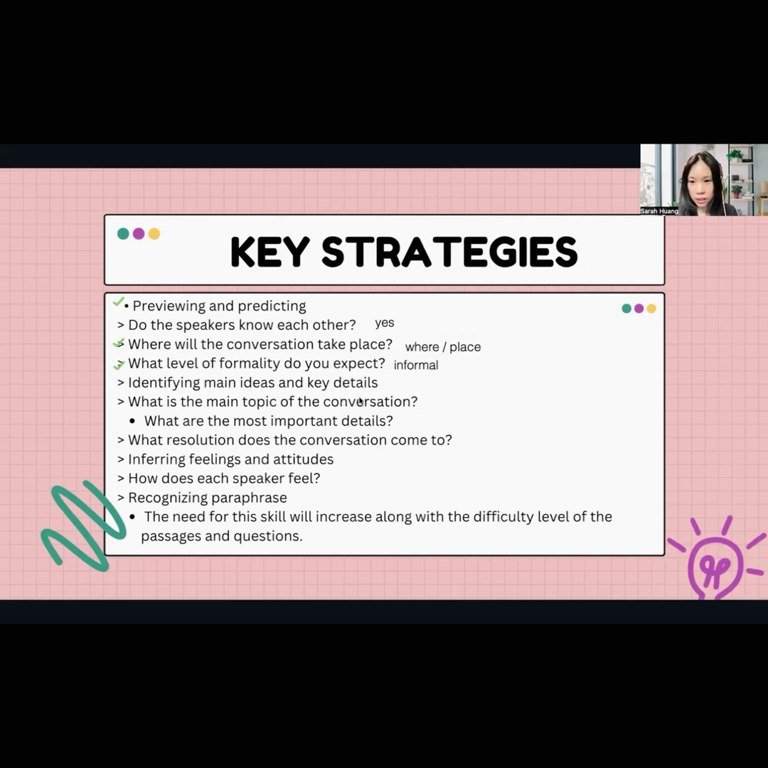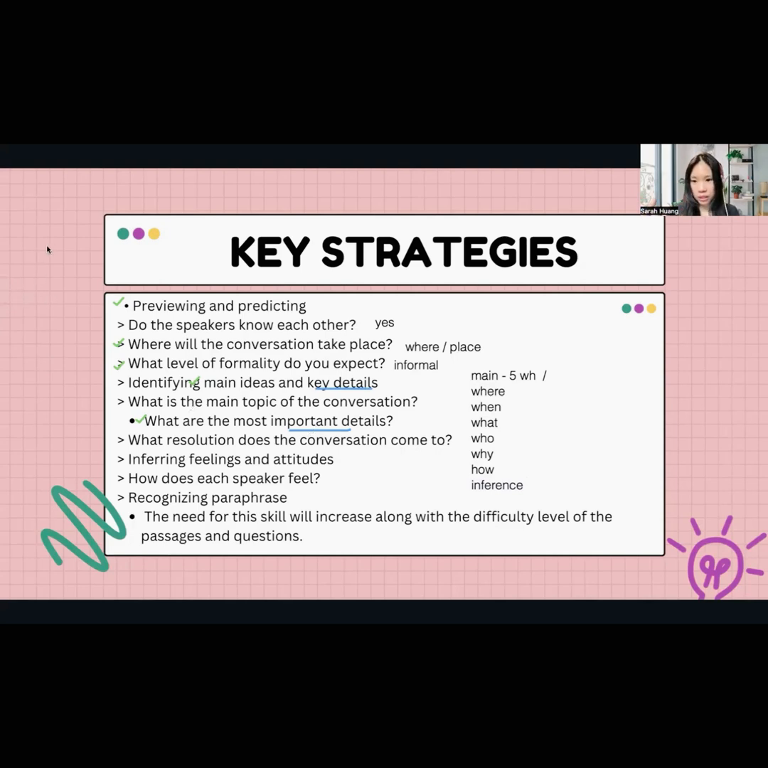So, identifying main ideas and key details. For the main idea, we could use the 5WH questions: where, when, what, who, why, and how to identify the main idea. And key details, about inferring the feelings and emotions. So using 5WH helps you to identify the main ideas and key details. We want to know what the most important details are, the keywords.